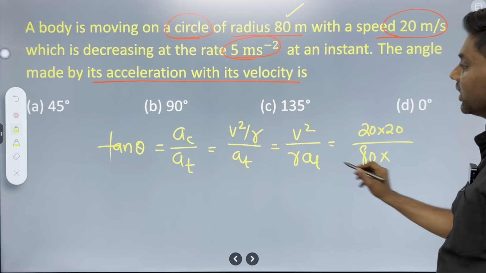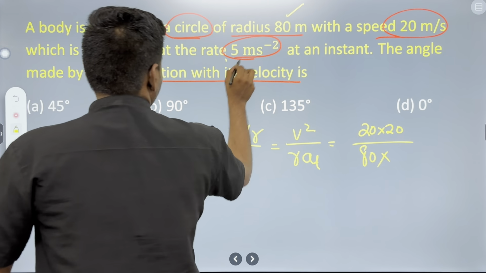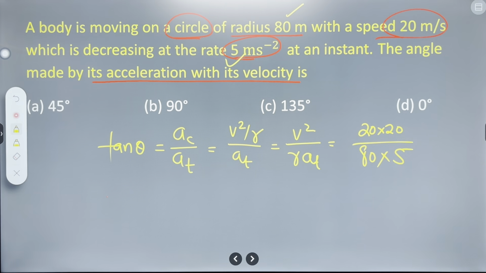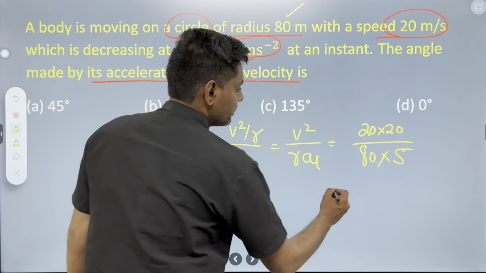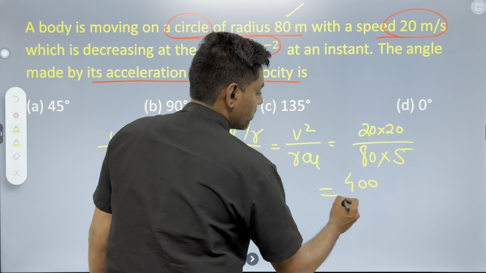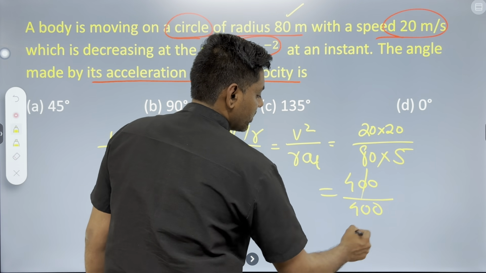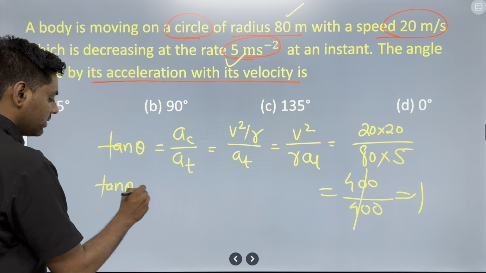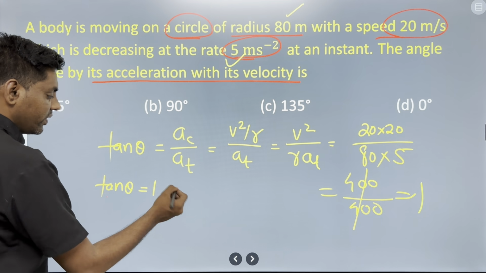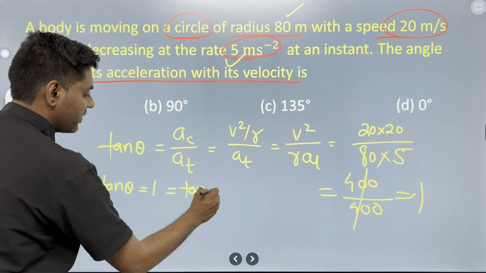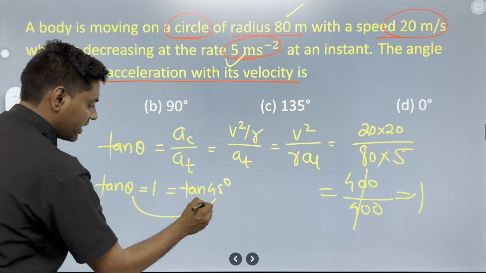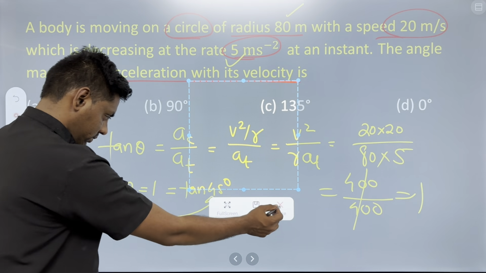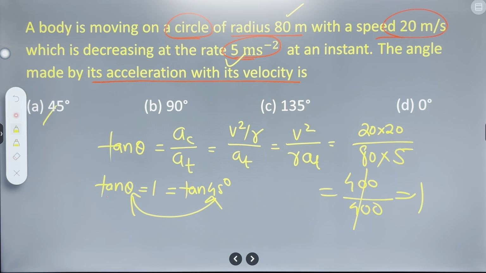It is a very easy question. And tangential acceleration is decreasing at the rate of 5 meter per second square. So solve it quickly and tell me the answer. 20 into 20 is 400, and it gets cancelled. The answer is 1. So if tan theta is equal to 1, we can conclude that tan of 45 is equal to 1. So from here we can say that the value of theta is 45 degrees. So option first is the correct answer of the given example.